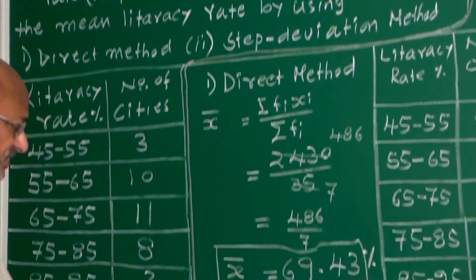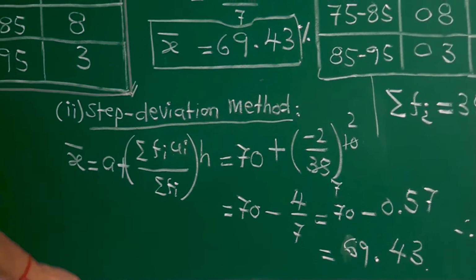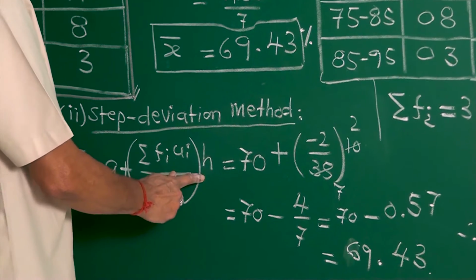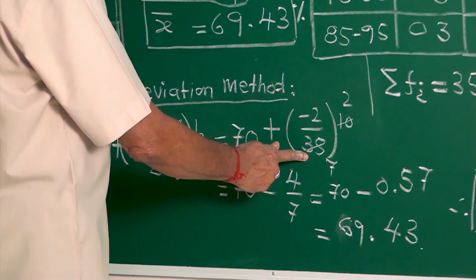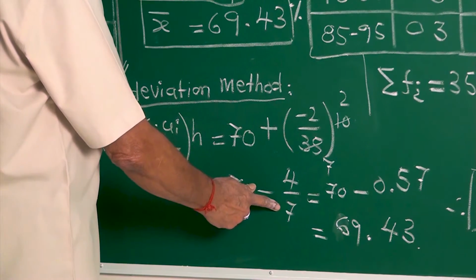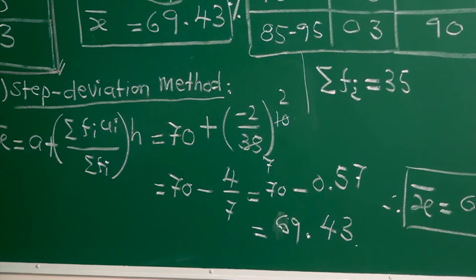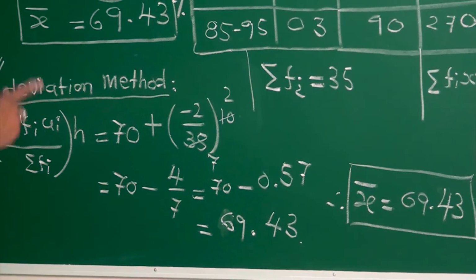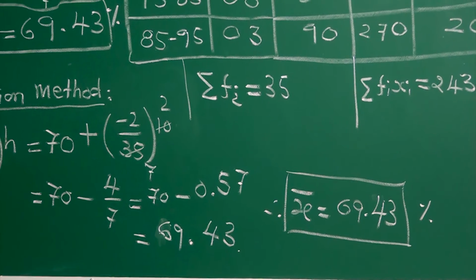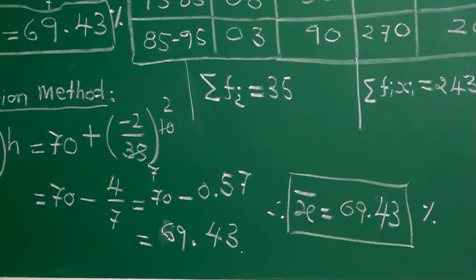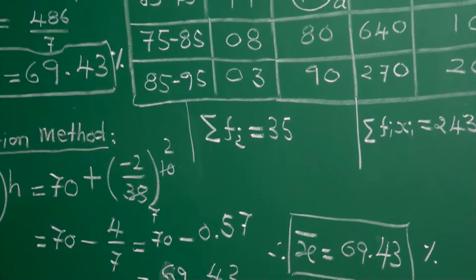Next, this is by the step deviation method. This is the formula. Substitute the values. Simplify it. h is 10. 10 divided by 35 cancels with 5. Minus 4 by 7 is minus 0.57. Simplification gives 69.43. Therefore, by both methods, the literacy percentage is 69.43. My friends, this is example number 9.